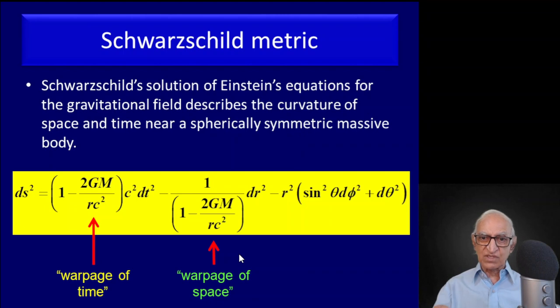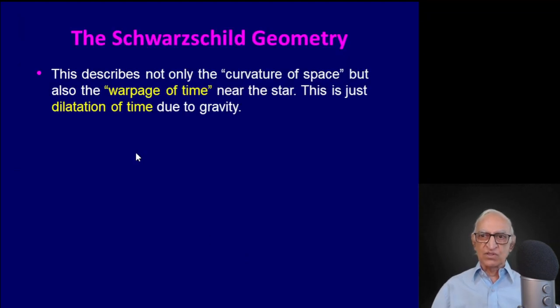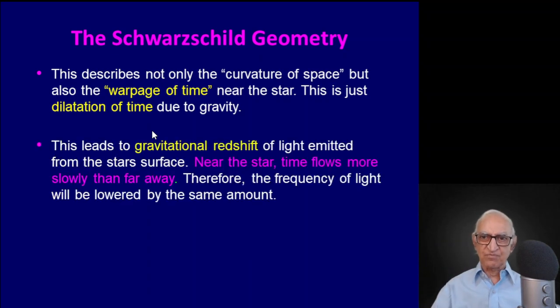And one can use this solution now to find the behavior of particles and light around a spherically symmetric massive body, which is what Schwarzschild did in his paper. So this paper describes not only the curvature of space, but also the warpage of time near the star. Warpage of time is just time dilatation due to gravity. Clocks tick slower in the presence of a gravitational field.